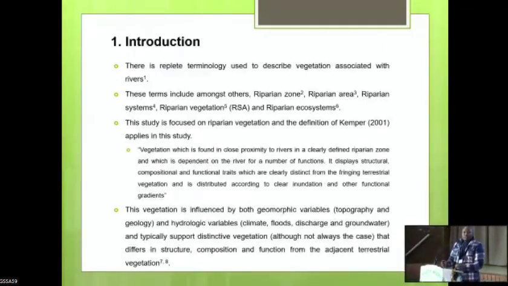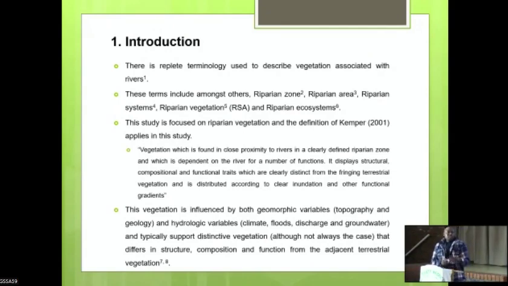So riparian systems, as we know, there's a lot of terminology used to describe these systems. They range from riparian zones, riparian areas, riparian ecosystems, as well as riparian vegetation. So this study only focused on riparian vegetation. The definition from Kemper, which is what's common in South Africa, applies in this study, which is basically vegetation that is in close proximity to rivers, and is then defined as a riparian zone. It's normally dependent on the river for a number of systems and functional traits, whereby it also displays structural, compositional, and functional differences to your adjacent terrestrial vegetation.